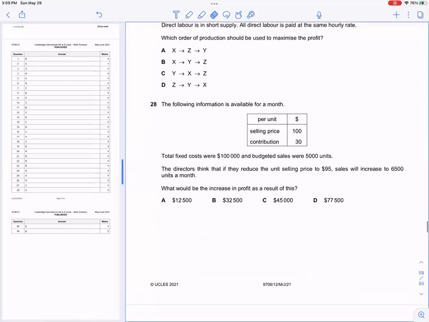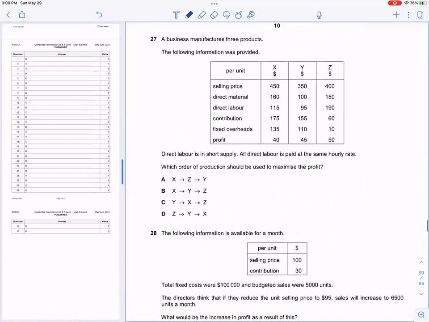So we are doing May-June 2021, paper 12. Question number 27. A businessman manufactures 3 products, product X, Y, and Z. Following information is available.